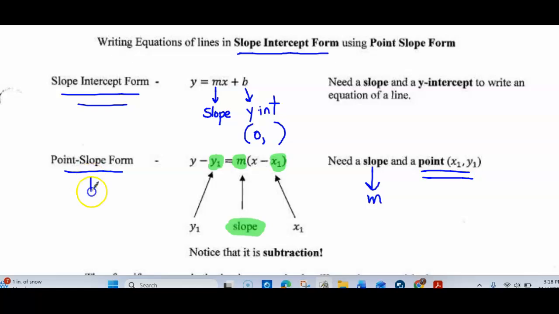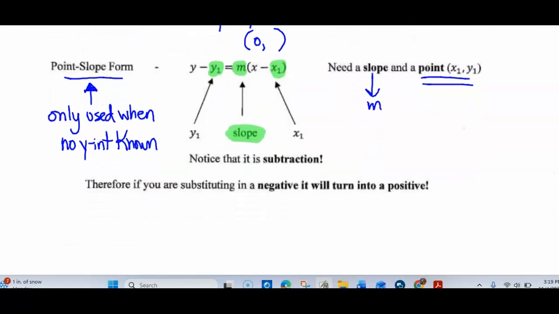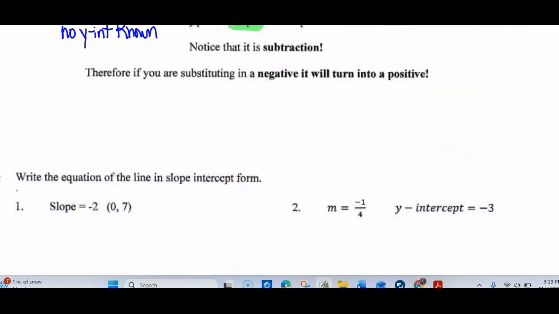Now, you have to know when to use point-slope form. Point-slope form is only used when you have no y-intercept given. When no y-intercept is known. We talked about that. So this first part I'm going to go over with you is writing equations in slope-intercept form, and sometimes you might have to use point-slope form. So this is just our notes that we used in class.